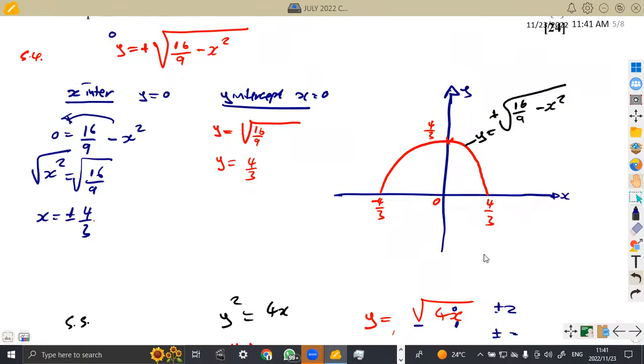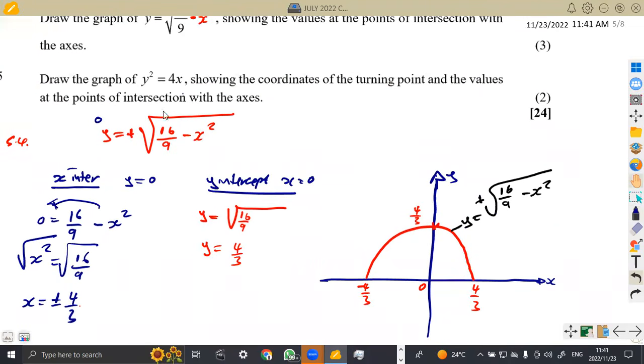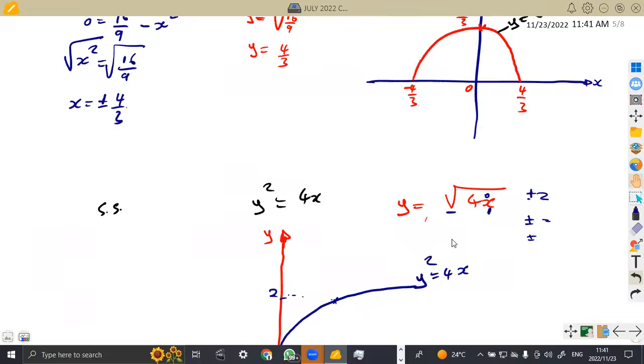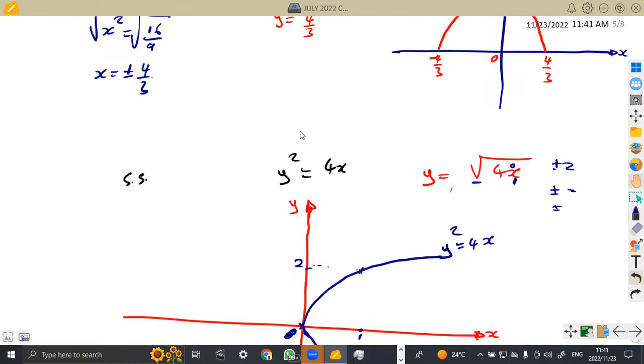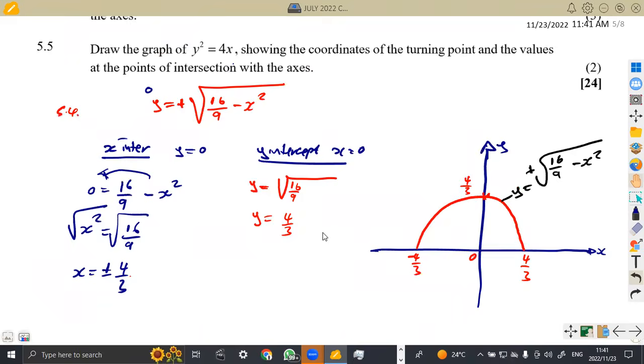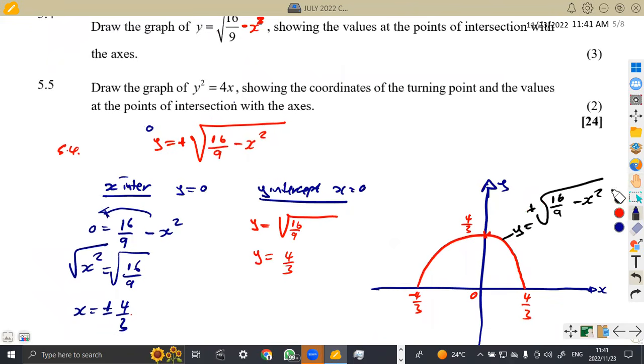So the question was for you to indicate the values at the point of intersection with the axis. Do we have anywhere that the graph is intersecting with the axis? We just have this point at 0, 0. That's all we have from that part. So that was actually the last question on question 5, to have a total of 24 marks on question 5.